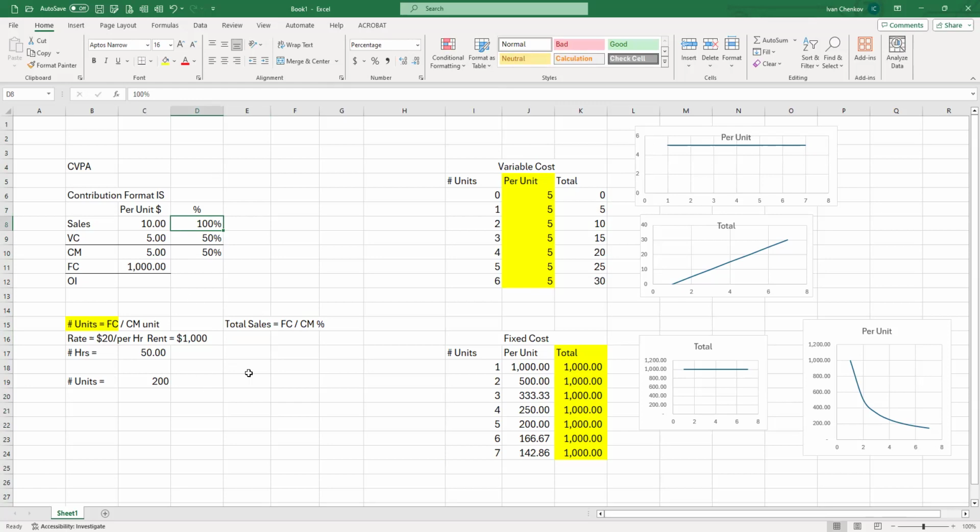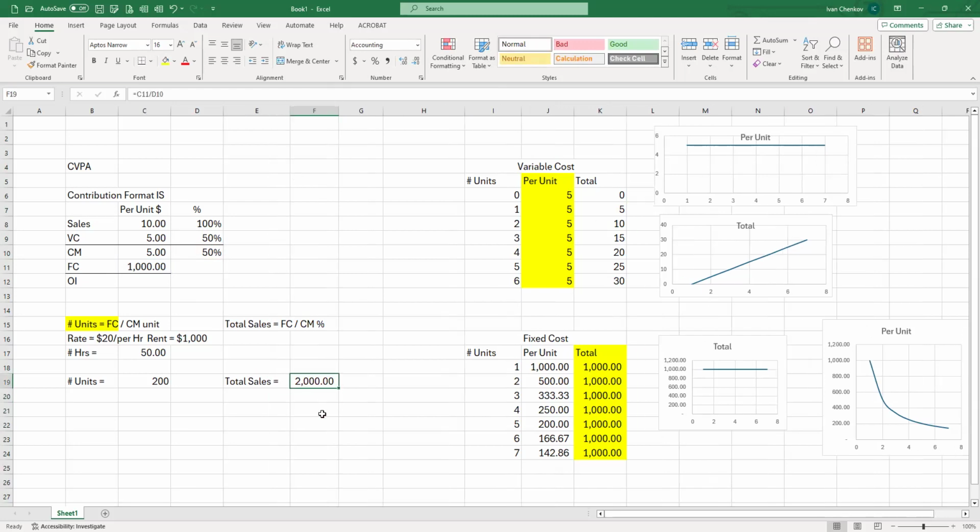So in this case, the total sales should be equal to the fixed cost divided by the contribution margin ratio. Once we generate $2,000 in sales, we have enough to cover our variable cost and our fixed cost, and we are at the break even. That's why I told you those two formulas are the most powerful formulas from the cost volume profit analysis.